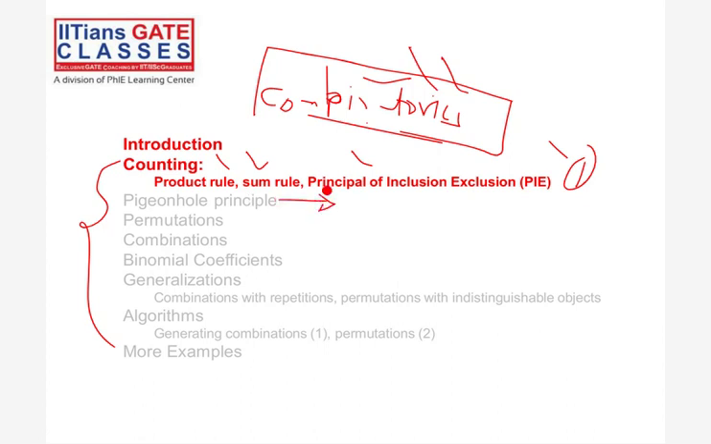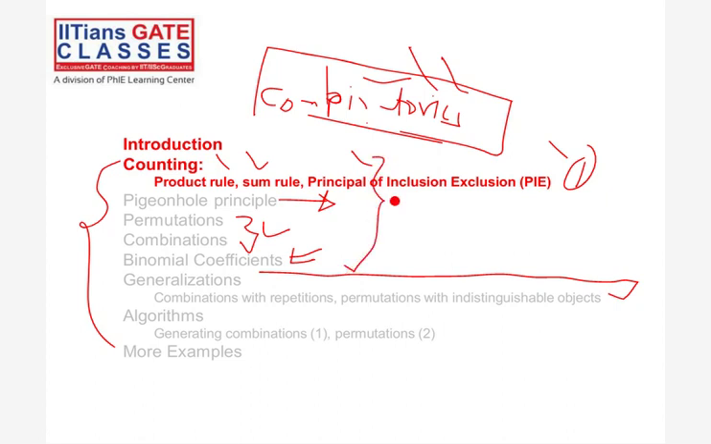Then we will see one more principle, the pigeonhole principle. Then we will talk about permutations and combinations. Then we will talk about the binomial theorem and binomial coefficients. In these cases we will solve easy questions.